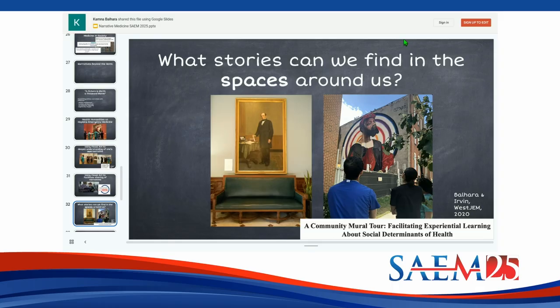So here's a picture of our residents out on a mural tour of Baltimore, not just thinking about the art that they're seeing, but they're also thinking about the stories that those buildings and neighborhoods tell. They're also reflecting on the built environments that their patients are coming from.